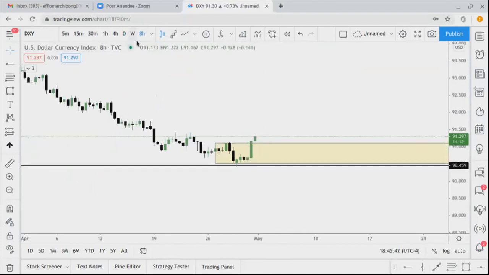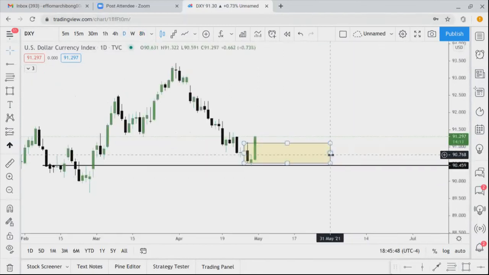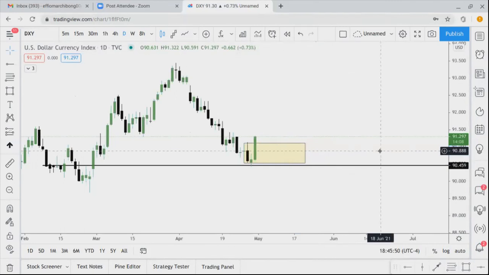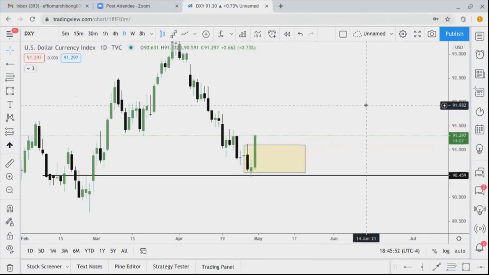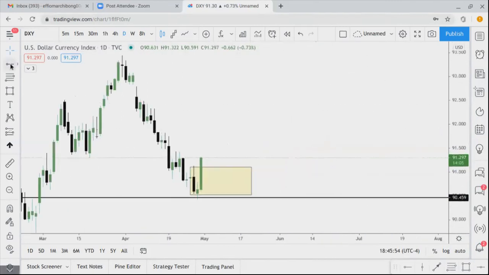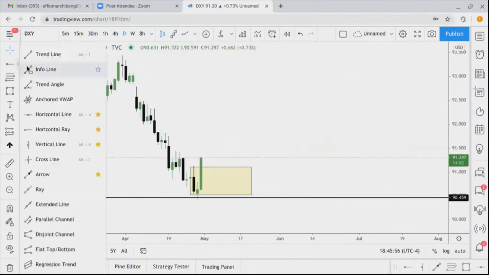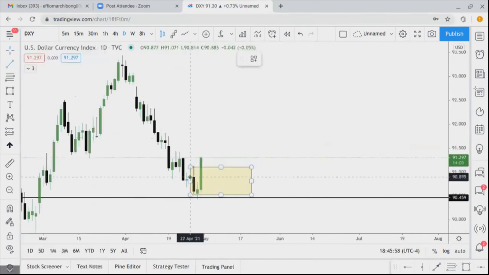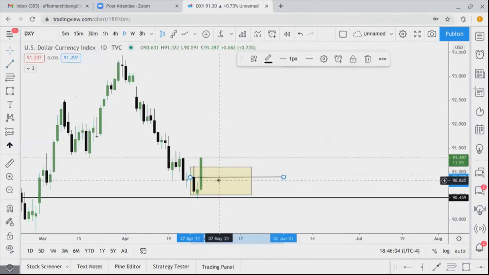Perfect. So what I want to see on this market, go back to the daily time frame. What I want to see on this point here is this kind of move. I want to see the market do this. I want to see the market come back to this line here that I marked here, and then I want this market to buy.